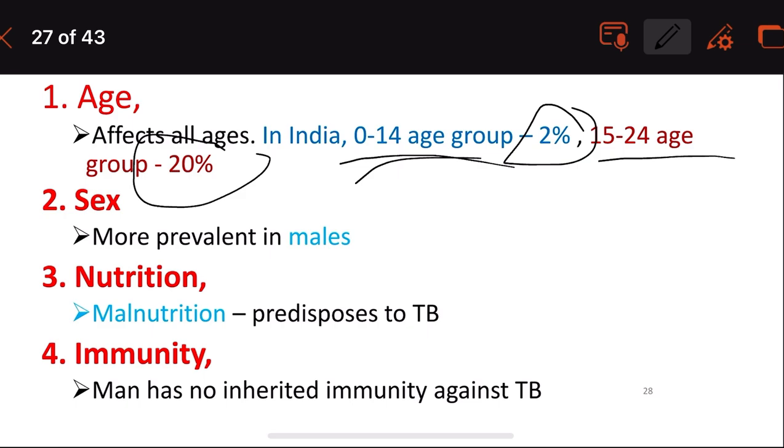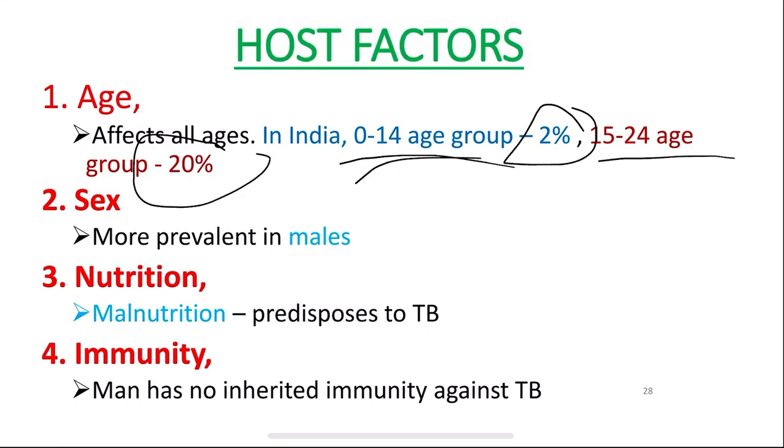Moving further to the sex, it is more prevalent in the males. So we have the males who are more affected with TB. And then we come to the nutrition. Malnutrition is predisposing the patients to TB.